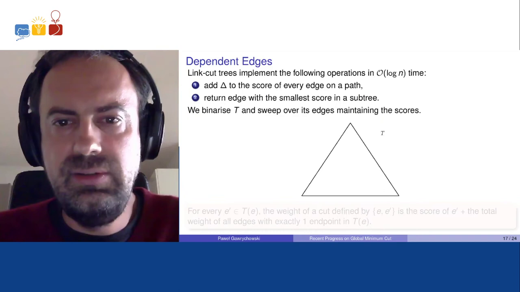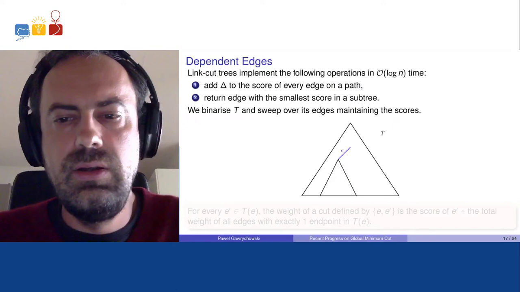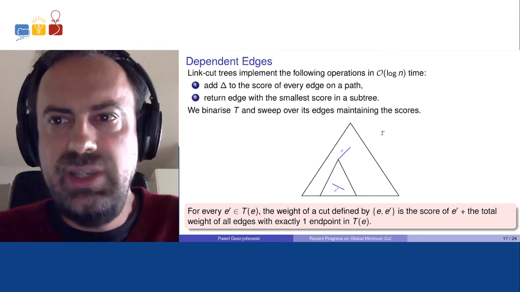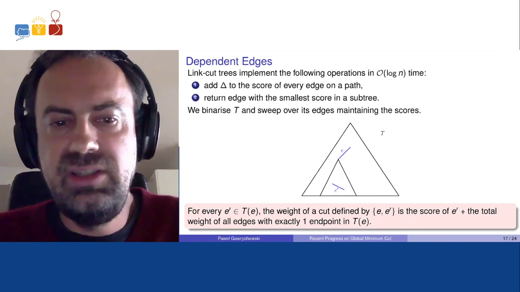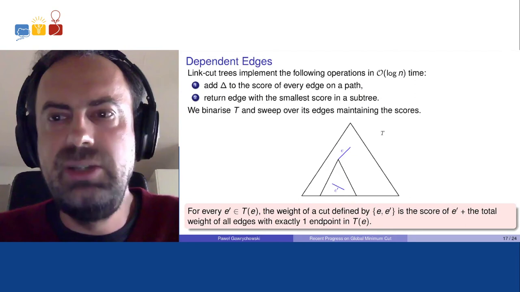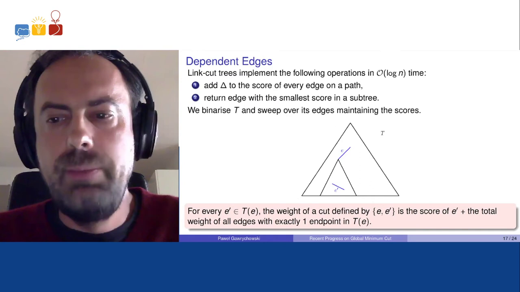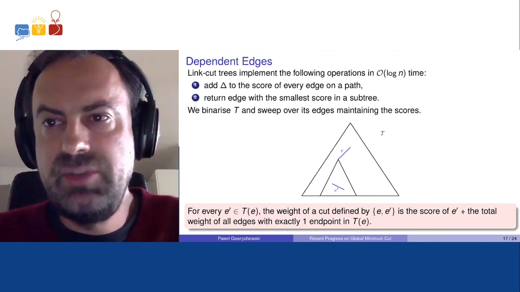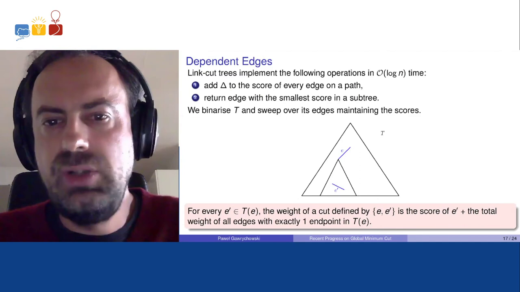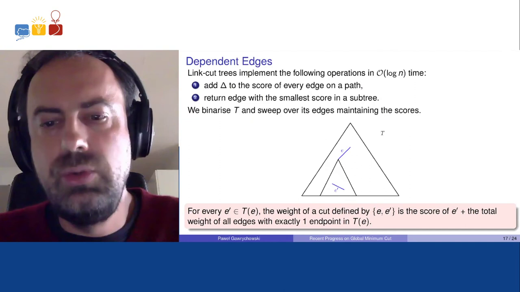So this is T. And when we reach E, we want the following invariant to hold. At this point, we want to find E prime that together with E gives you the cheapest cut. In the invariant, for each E prime in the subtree of E, the weight of the cut defined by E and E prime together is the current score of E prime plus the total weight of all edges with exactly one endpoint in T_E. Those are the green edges from one of the previous figures. And the second value is computed anyway for the one respecting case. So you just query your link-cut tree for the edge E prime with the smallest score in the subtree, and then you add this predetermined value that you have computed earlier for E.